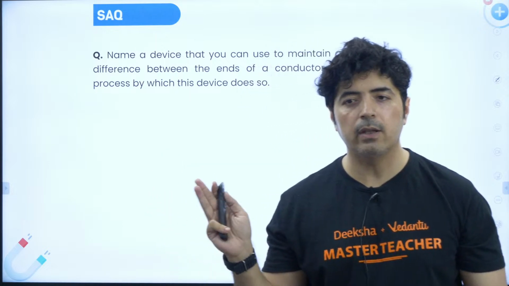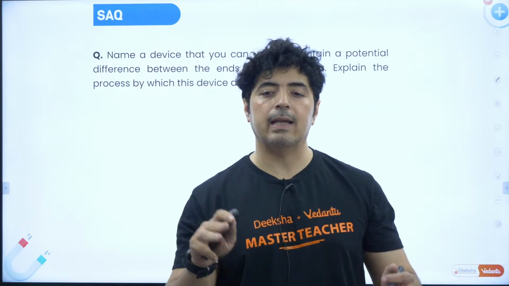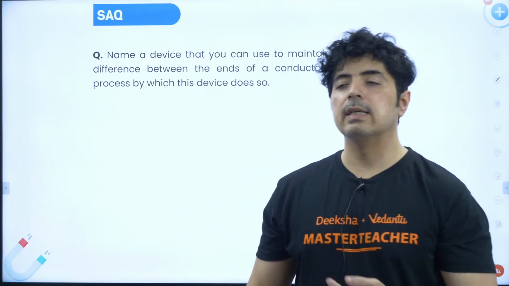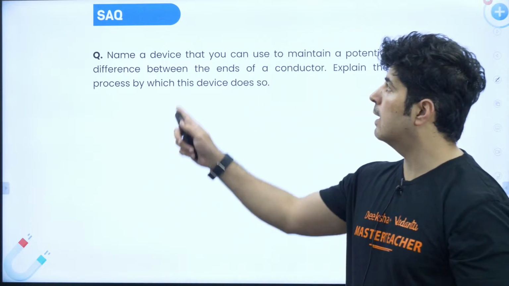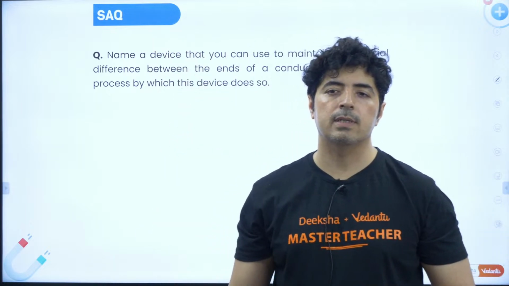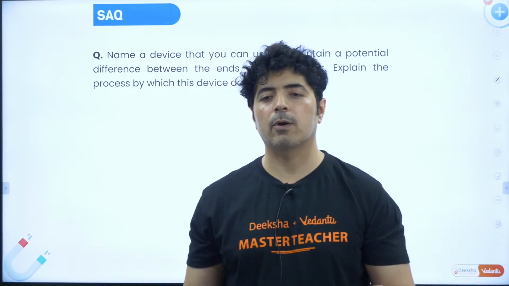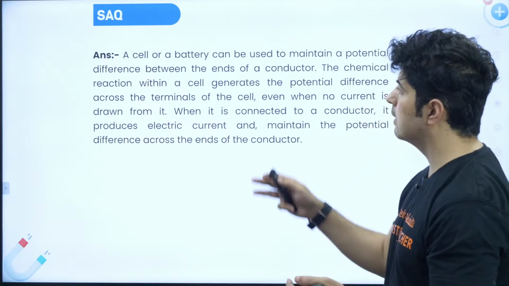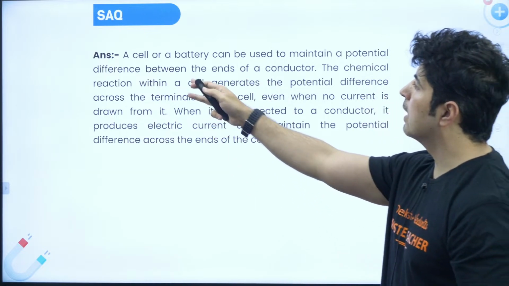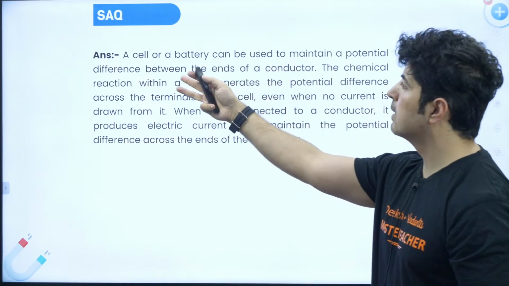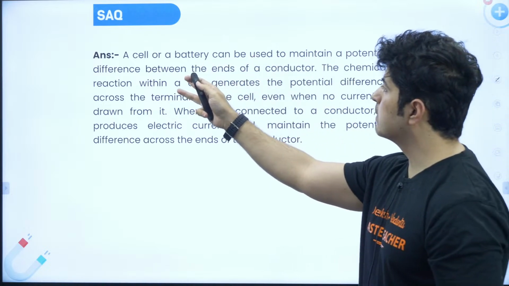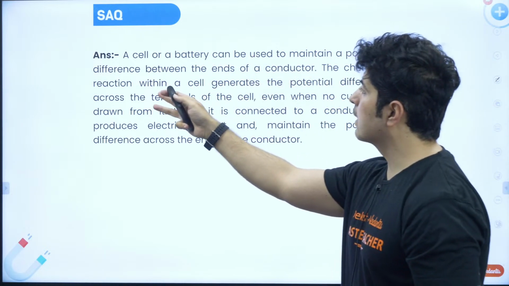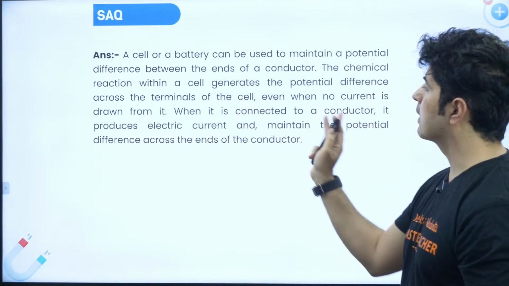I'm just giving you a feel of what kind of questions you will encounter in the CBSE board exam. These are the kind of questions you just have to write. Everybody knows in short answer questions, you just have to write 40-50 words and you're done with the problem, right? So again, this is the answer I'm showing you. A cell or a battery can be used to maintain a potential difference between the ends of a conductor. The chemical reaction happens and then electric current is produced.